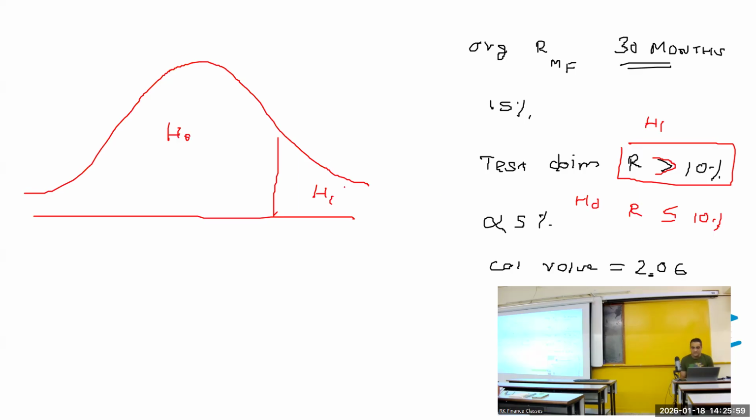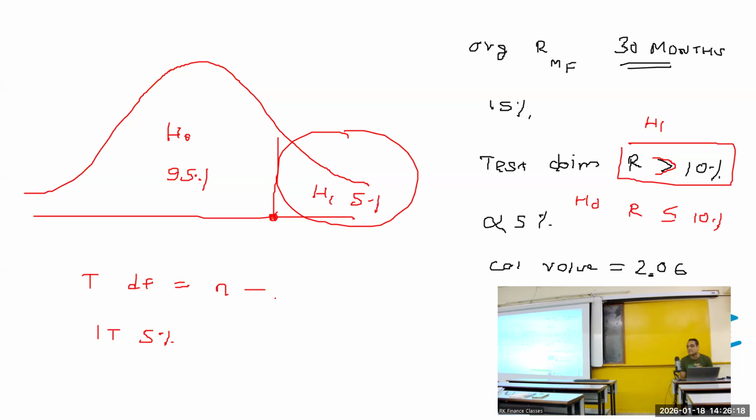And alpha 5%, so 5% over here and 95% over here. And then we require this cutoff value, and for that we require the T table, and we require degree of freedom for that, and we require one tail and 5% in the upper tail. Degree of freedom was n-1, not n-2. For correlation and regression it is n-2, otherwise it is n-1, which is 30 minus 1, which is 29.